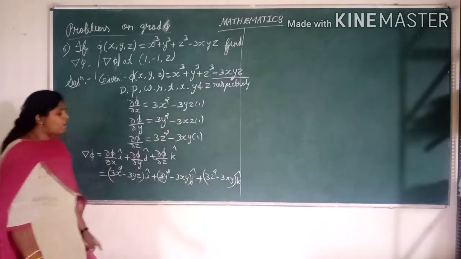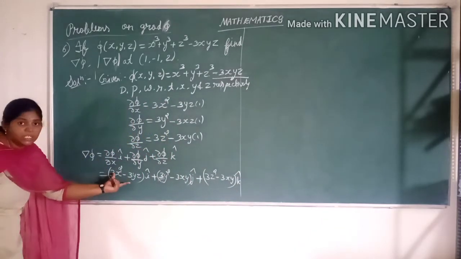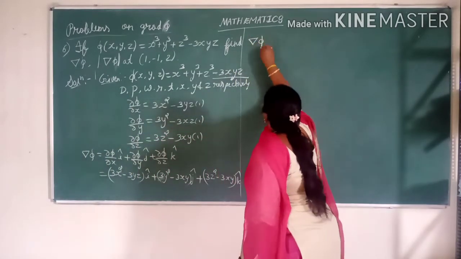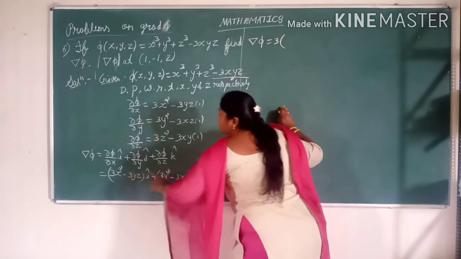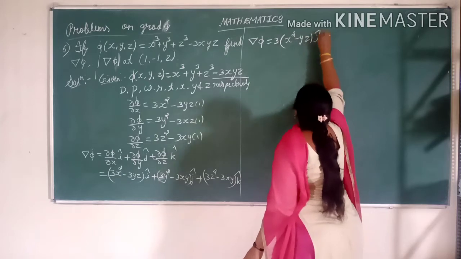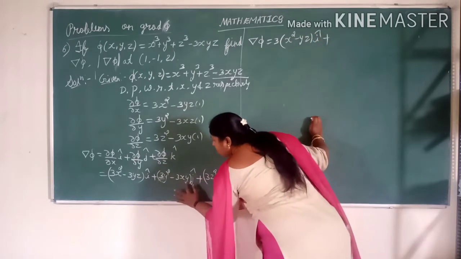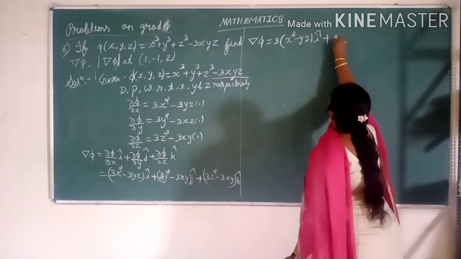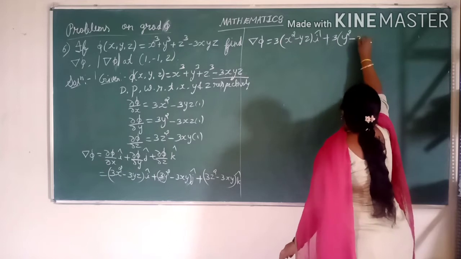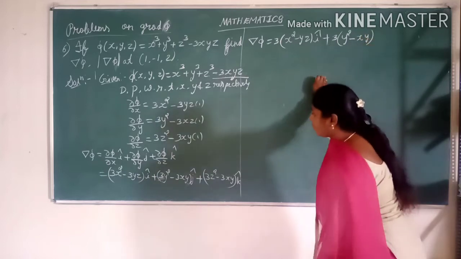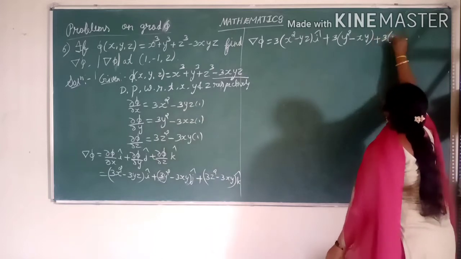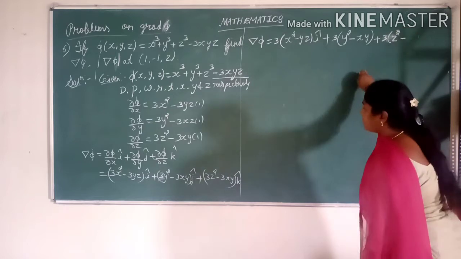Just now you see here, in all the terms, 3 is a constant, so take it outside. Grad phi is equal to 3 outside, and what remains here is x square minus yz into i cap. Similarly, in the second term, 3 is common in both terms. Take it outside. What remains is 3 into y square minus xz. Plus, 3 is common in the last term also, z square minus xy.